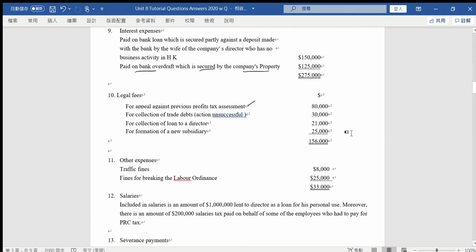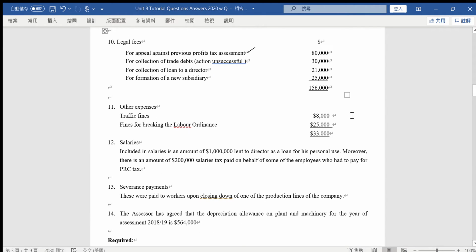Okay, and then about the salary. Number 12, including in the salary an amount of 1 million lent to the director as a loan for his personal use. Now, this is not a financial institution, and that's why this figure is not allowed to deduct.